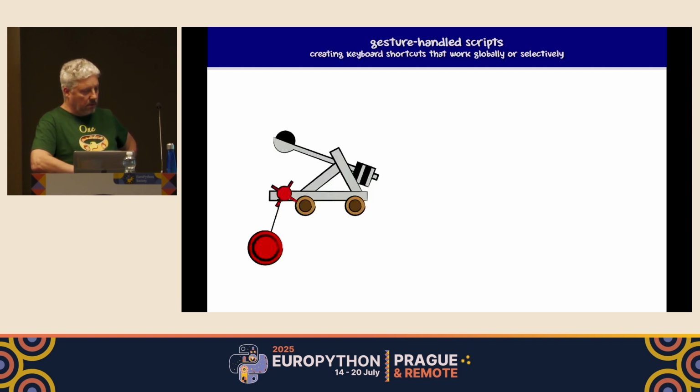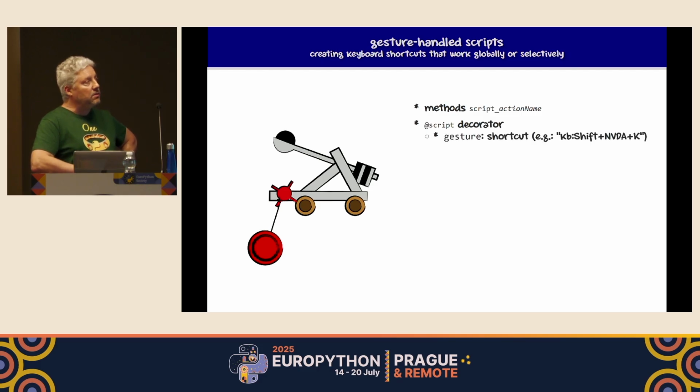Okay. Demo. Now with more interesting things. Gesture-based scripts. For this, I will use methods that are called script underscore and then the action name, that it can be any text. I will use the add script decorator that admits 3 optional parameters. First is the gesture, the keyboard gesture. In this case, I have there the Shift NVDA plus key.